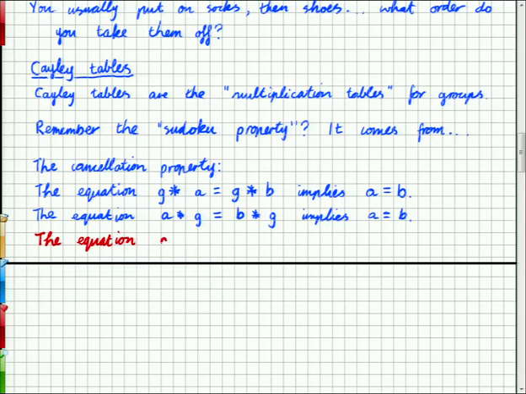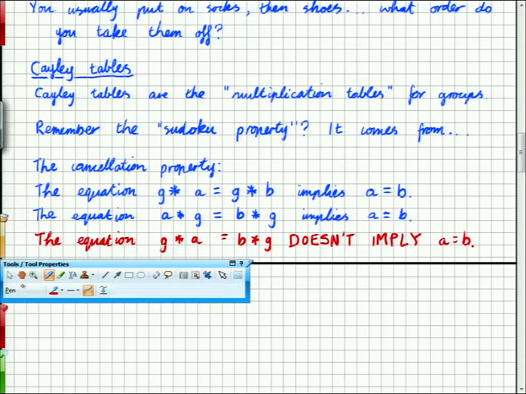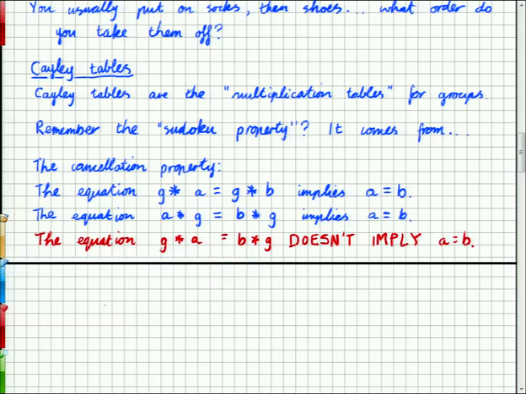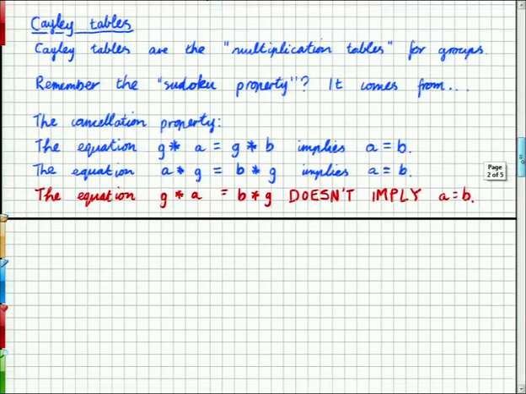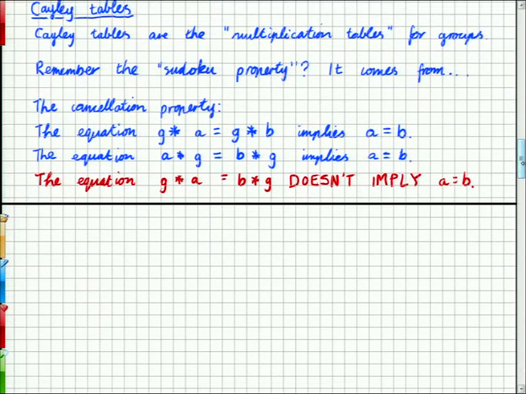For example, the equation G star A equals B star G doesn't imply A equals B. You can't start off with that equation in a group and, without any further knowledge, deduce that A equals B, because it's actually not true in a lot of groups.